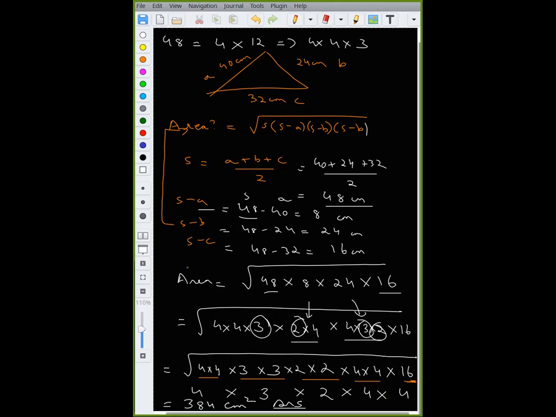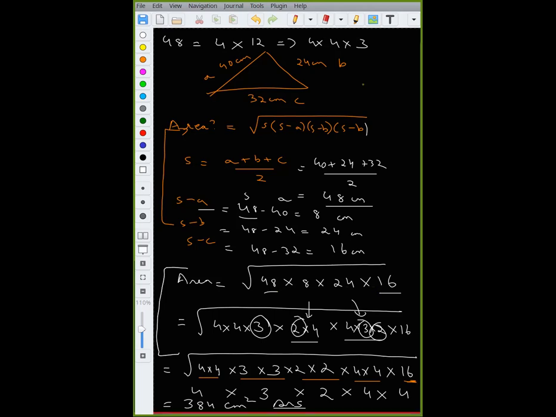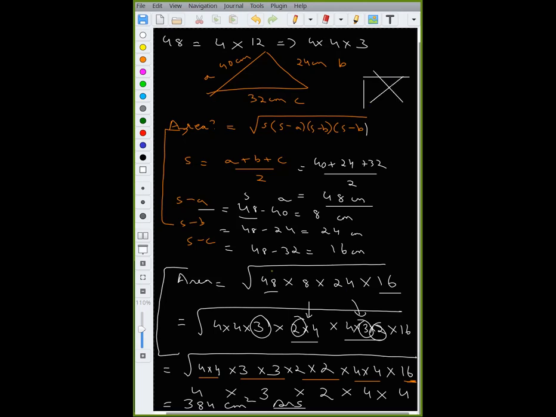Everyone, only this part, you need to figure out how to solve this quickly. You could also have done the long way. You could have done 48 into 8 into 24 into 16, and then by long division, you take out the square root. You know the long division method of taking out square root, right? But that's tedious. Instead of this, break it down into combo pairs, or break it down into perfect squares. That's the fastest and the easiest way to solve these kind of questions. Everyone clear on this?